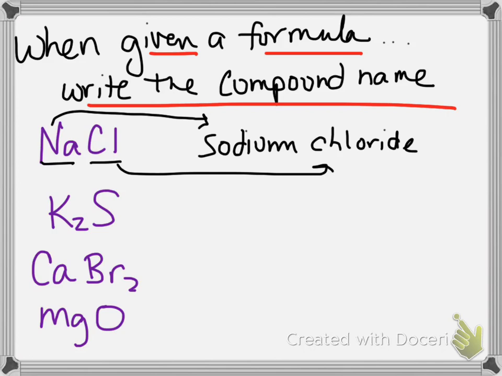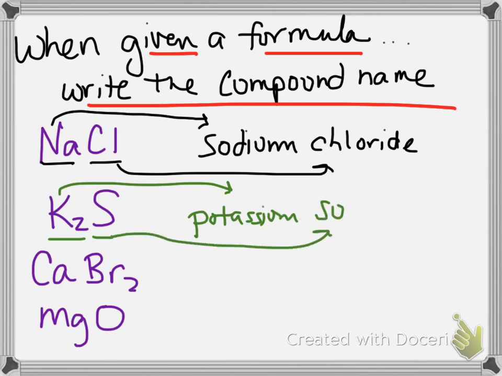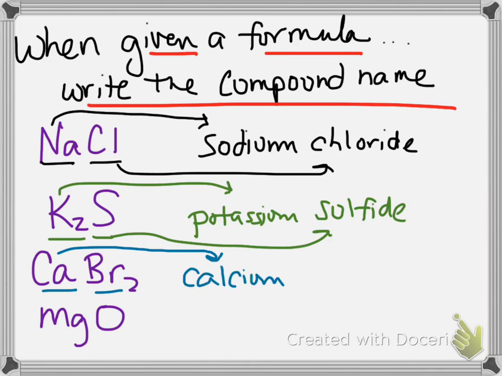Pretty simple. All right, well, K is the potassium ion, and again, we don't write ion, but we do write potassium. And S is the sulfide ion. Again, we do not write ion, but we do write sulfide. So K2S is potassium sulfide. Try calcium bromide on your own. Pause the video. All right, Ca is the calcium ion, and Br is the bromide ion. Calcium bromide.